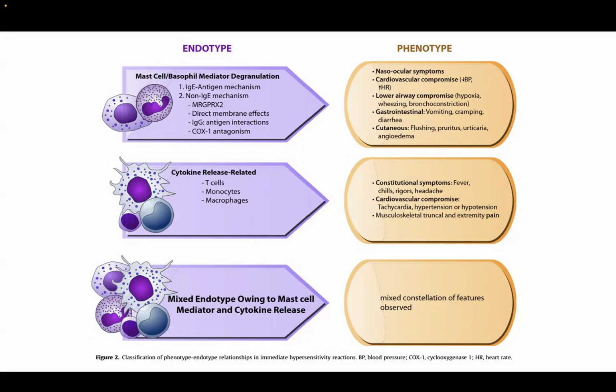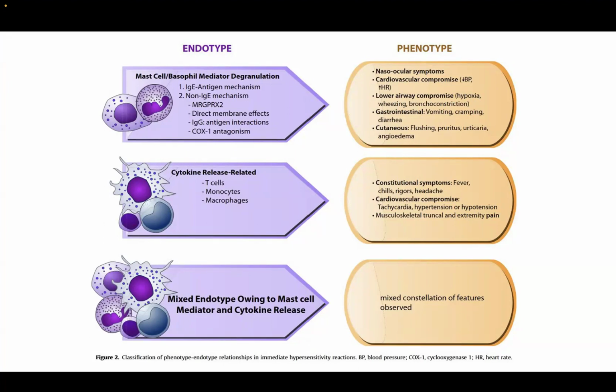Additionally, there is a non-IgE mechanism in which MRGPRX2, a receptor on the mast cells, can be directly activated, or there may be a direct membrane effect. This is one mechanism. Or IgG-antigen interaction, which will also result in an immediate kind of reaction. Or COX-1 antagonism, which we commonly see with NSAIDs. Or you may see ACE inhibitor reactions, which can present with angioedema. This is one kind of reaction we may see.